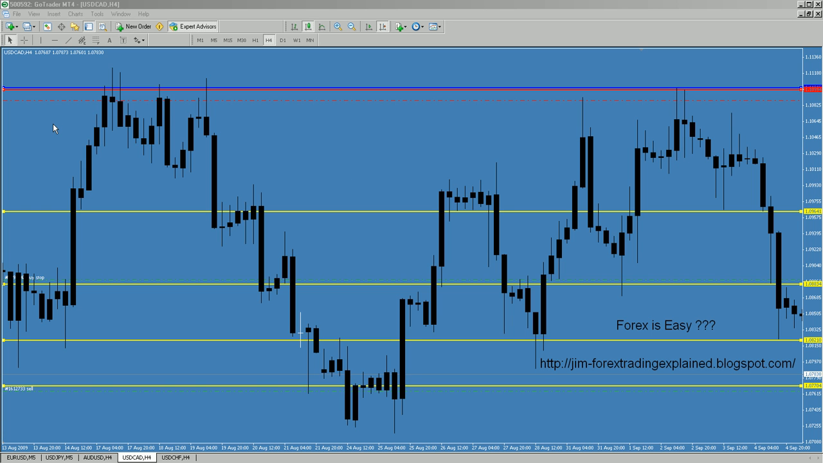Now, I'm just going to go through a couple of trades on the USD Canadian dollar, USD CAD. On the 4-hour chart, this is a couple of trades that I went through. Had a loss, I think 40 pips on the blog. I'll just show you my method here and what happened.